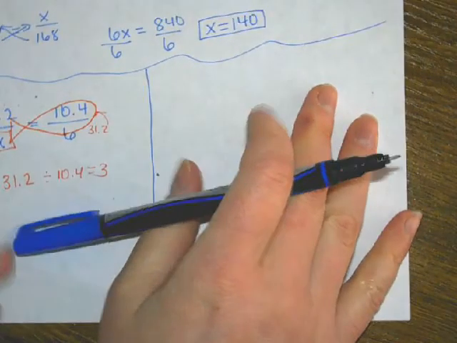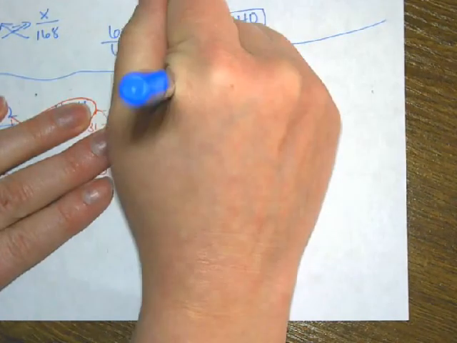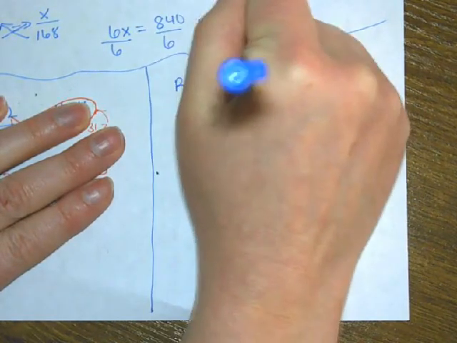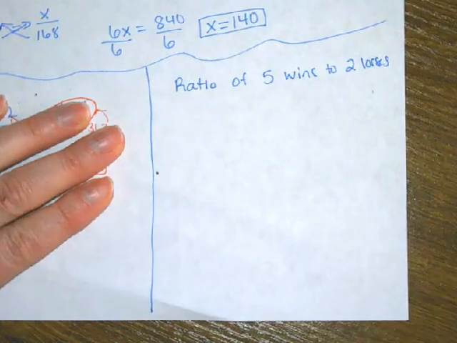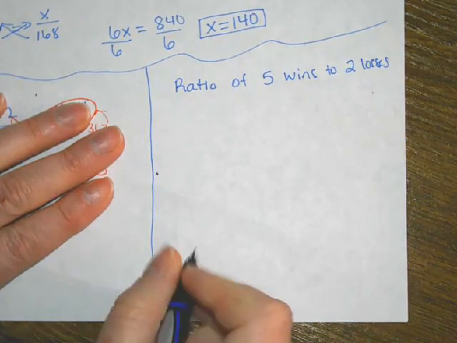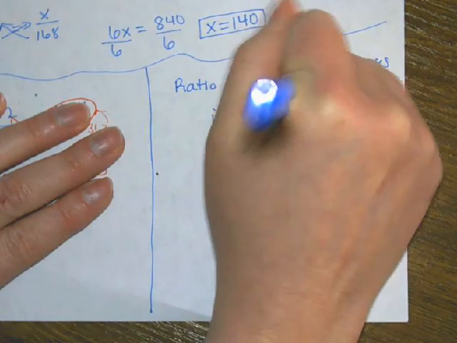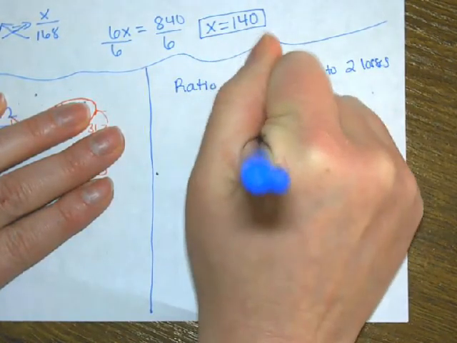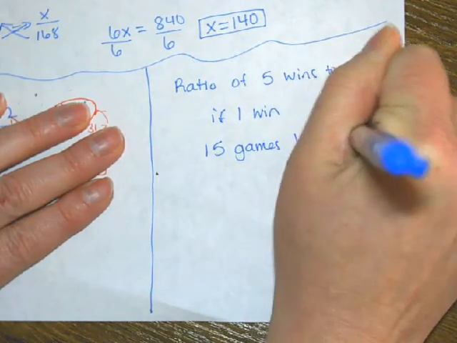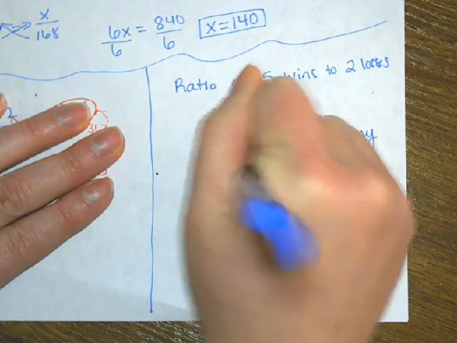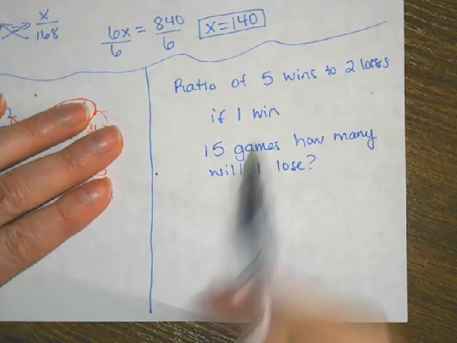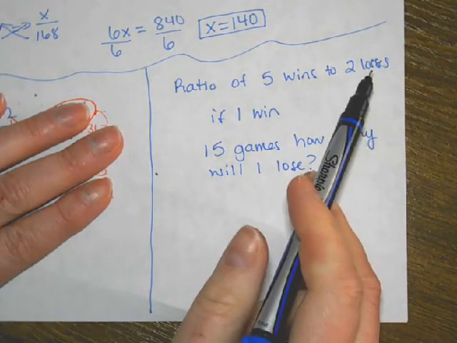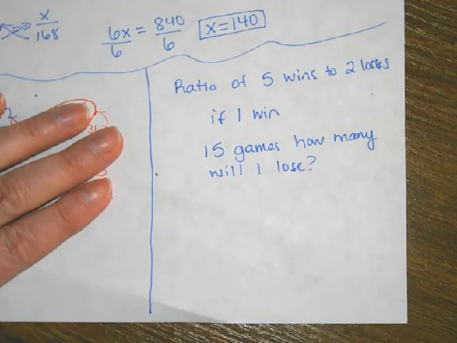Okay, the last one we're going to do here is a word problem. Okay, so let's say I have a ratio of 5 wins to 2 losses. And I want to predict if I win 15 games, how many will I lose? Now this is a prediction. If I know that my ratio is 5 to 2, 5 wins to 2 losses, and I know that I'm winning 15 games, I need to figure out how many I'm going to lose.